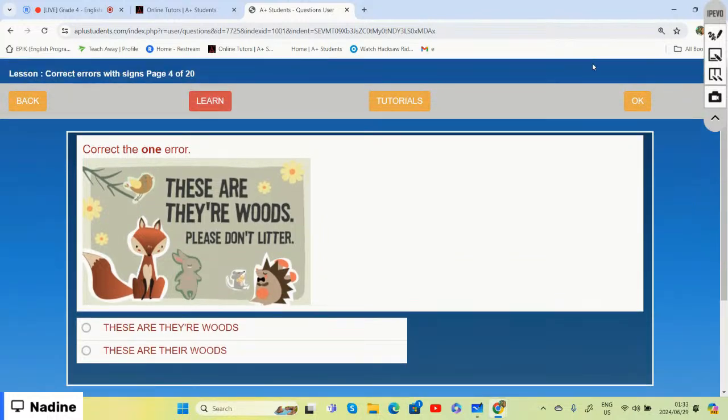All right, let's look at the next one. It says these are they are woods. Please don't litter. We're supposed to say their woods. Please don't litter. How are we going to correct that error?